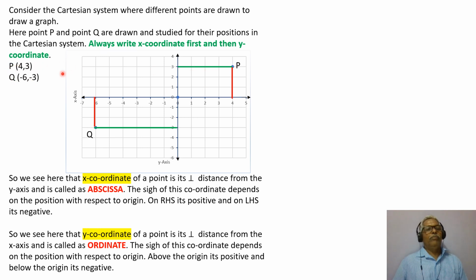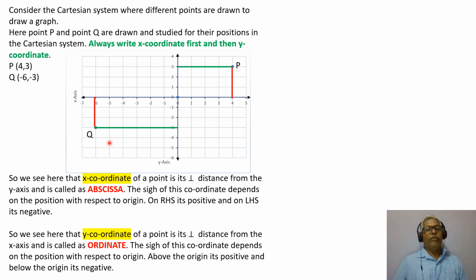P is here because x is 4. So this is 4 units on the x-axis and 3 units on the y-axis. Both are positive, so it will be here. And Q is -6 and -3, so -6 for x means it will be on the left hand side, and -6 means 6 units, and -3 means below this. This is the y-axis, x-axis.